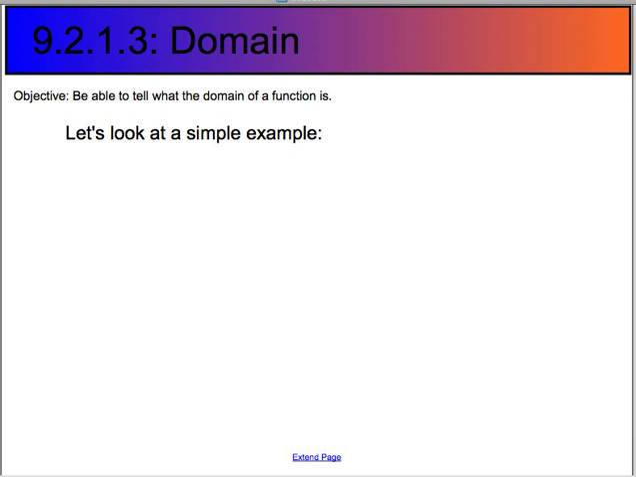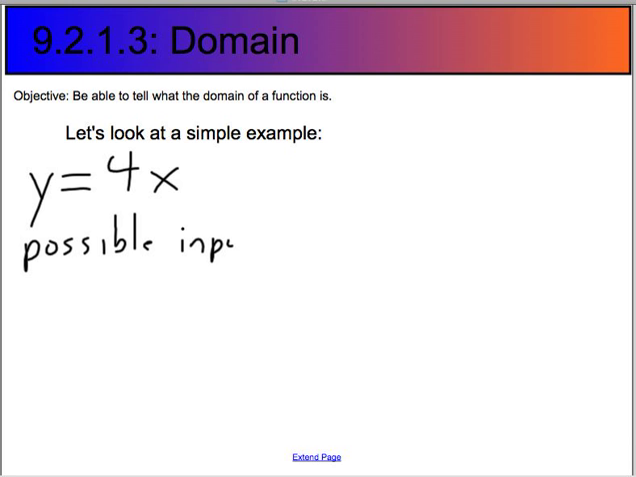So let's look at a simple example. Here's an equation. Domain is a list or a group or a way of describing all of the possible inputs. So I think personally it's easiest to start with a list. So we're going to say possible inputs, and then we think, okay, what can we put in to this function?